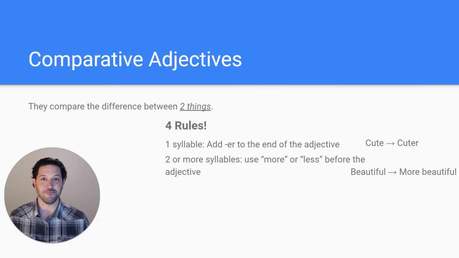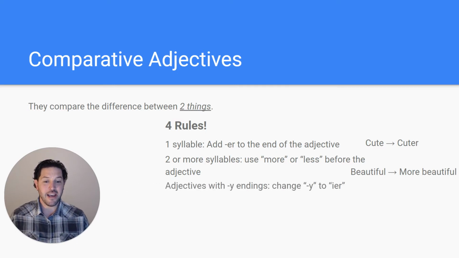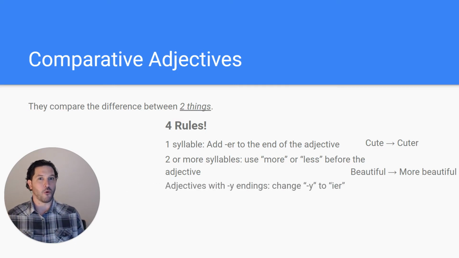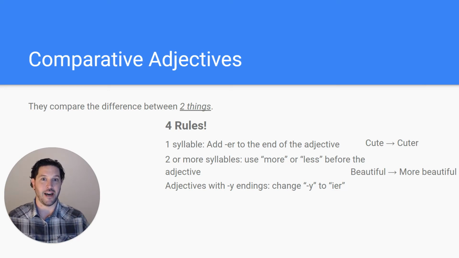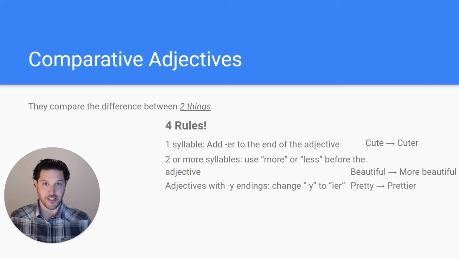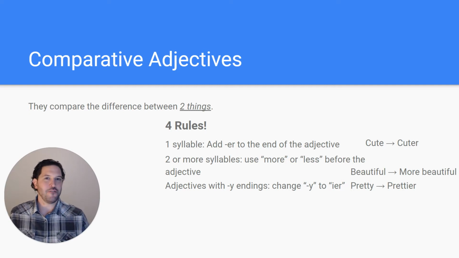That's also possible. Now, if you have a long word, more than 2 syllables, but the last letter is Y, then you have to use the third rule, which is when Y becomes IER. This works in words like pretty. Pretty becomes prettier. Now, I will say this, if you make a mistake and you say more pretty or less pretty, it's fine.